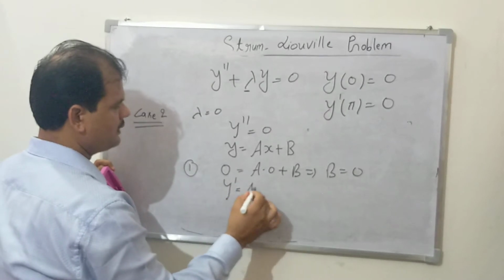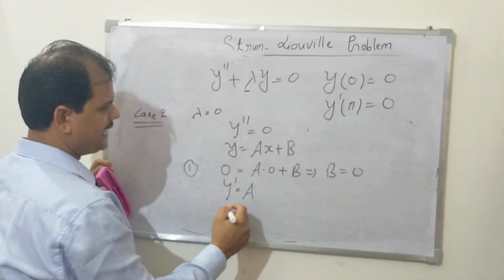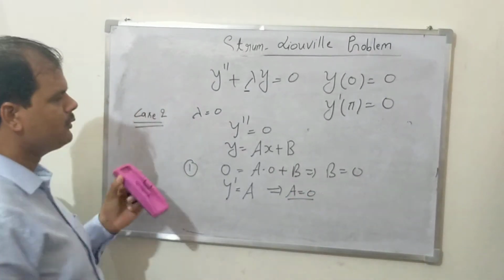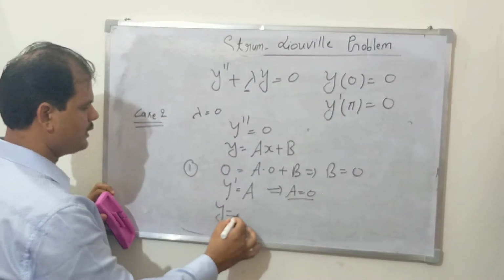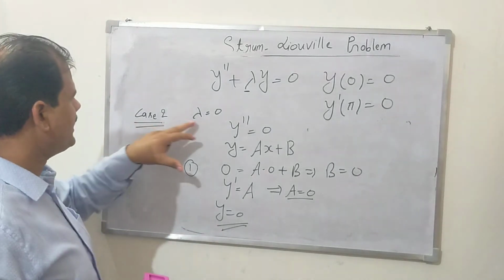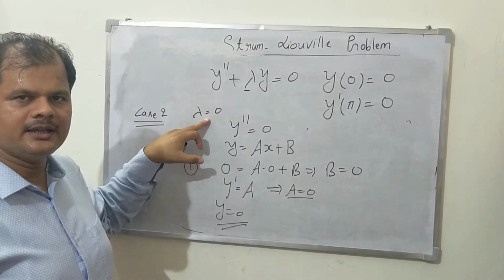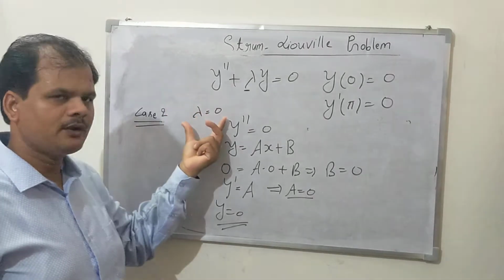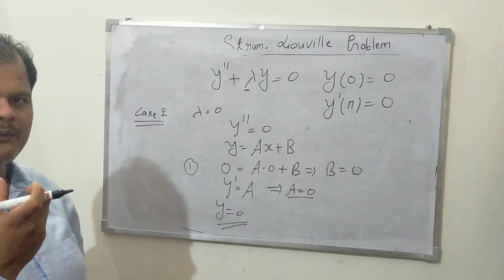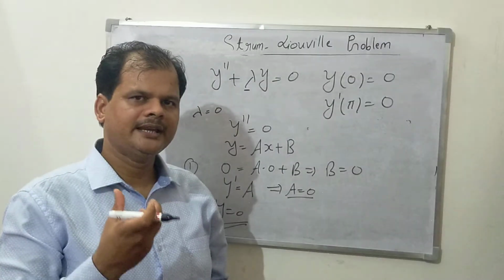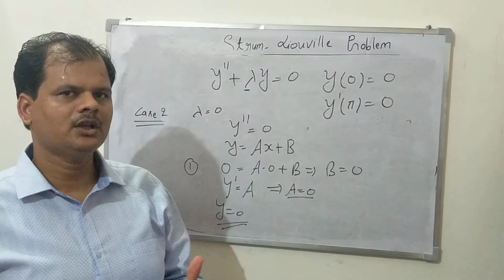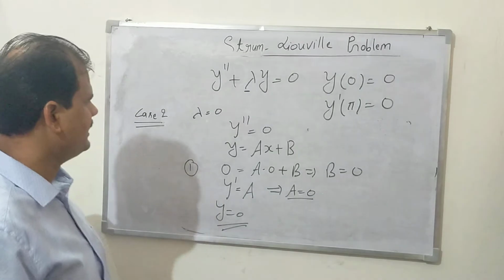y dash equal to a. So y dash equal to 0 at pi. So this will give a equal to 0. So again a and b are 0. So we are getting y equal to 0. Again we end up with the trivial solution. So lambda equal to 0 is not an eigenvalue because it is giving the trivial solution. We are looking for a value of lambda at which we can get a non-trivial solution. So 0 is not an eigenvalue of the given SLP.